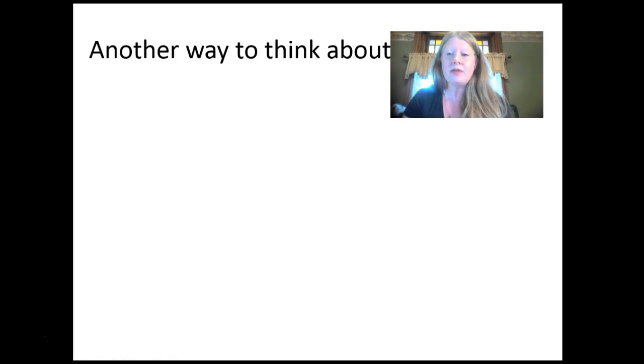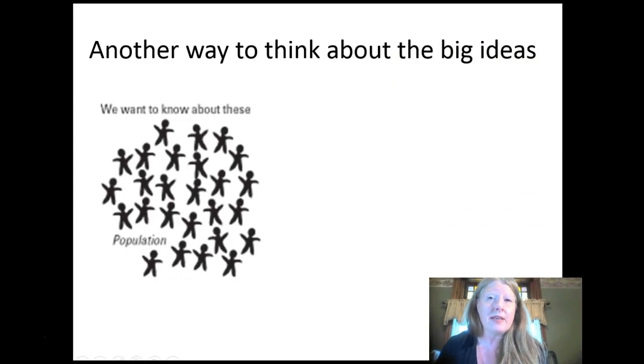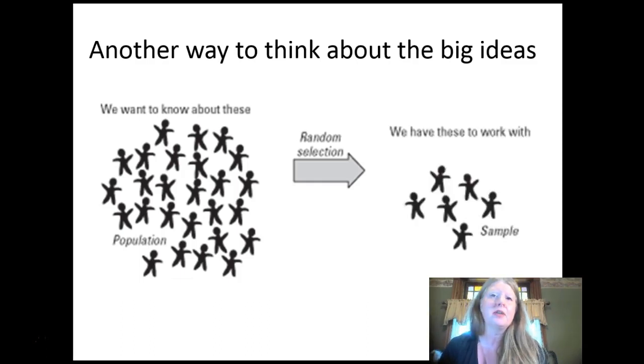So another way to think about the important ideas, just think of a diagram like this. So the big idea in statistics is that we are very interested in knowing about a population, about lots of individuals. We attempt to randomly sample or randomly select from that population. We then have a sample, which is a subset of the population, and from that sample we can draw inferences or draw conclusions back to the population.